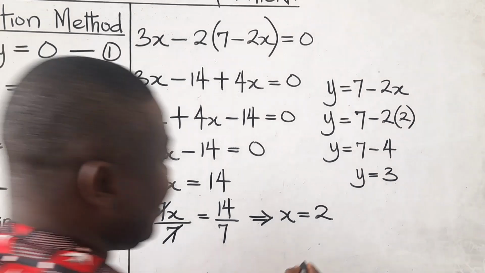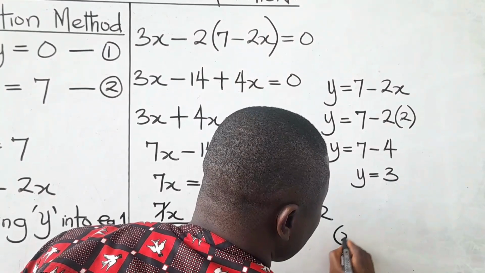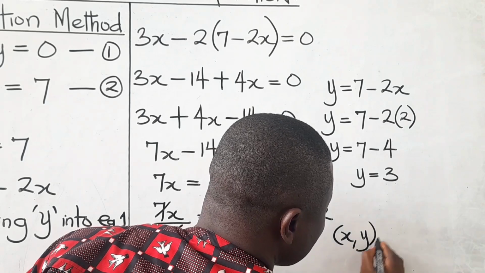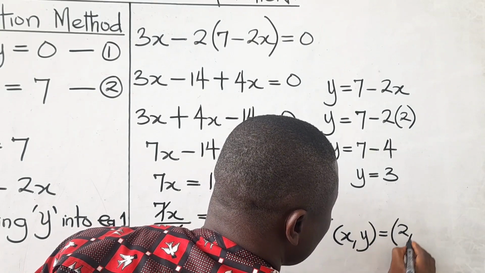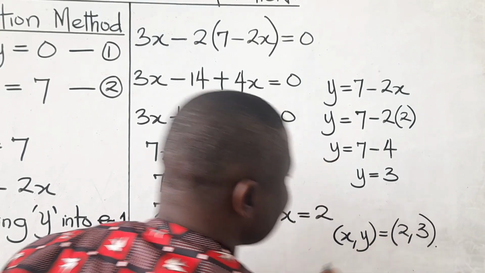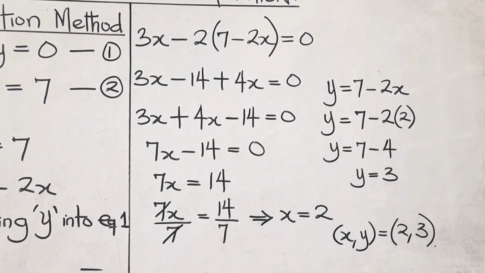Sometimes it is written this way: x comma y is equal to 2 comma 3. So we've gotten the value of x and the value of y.